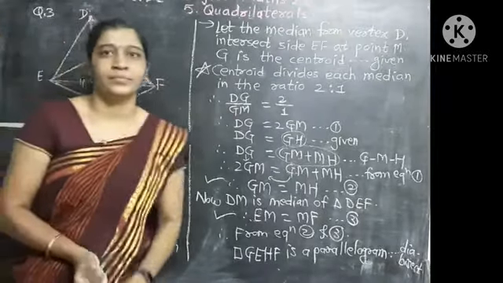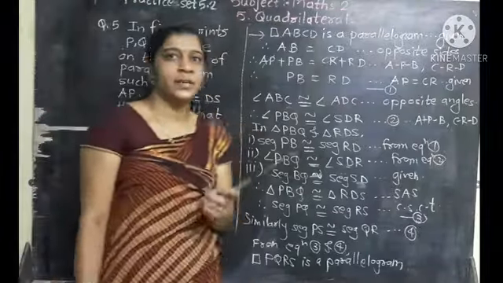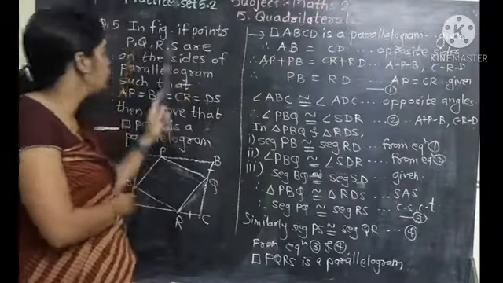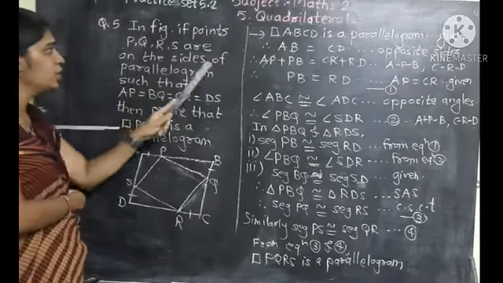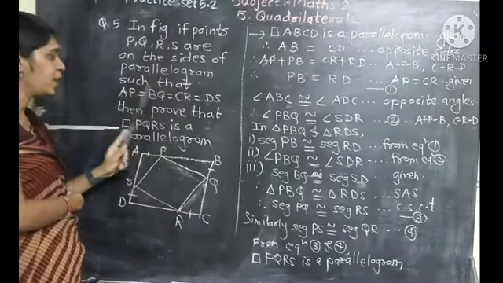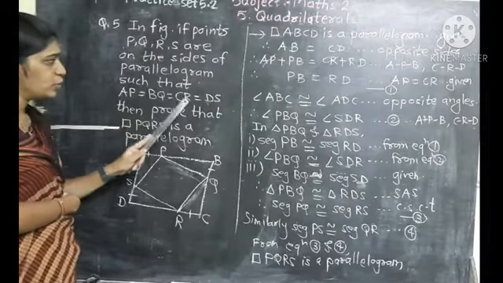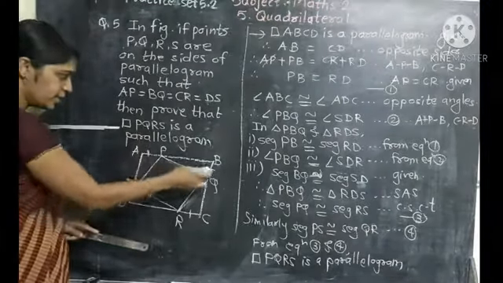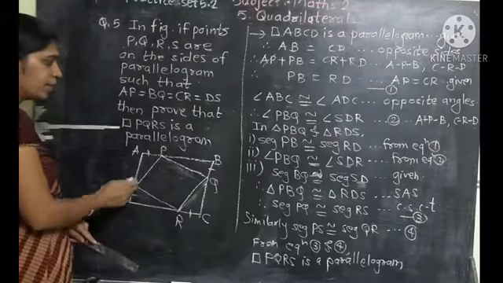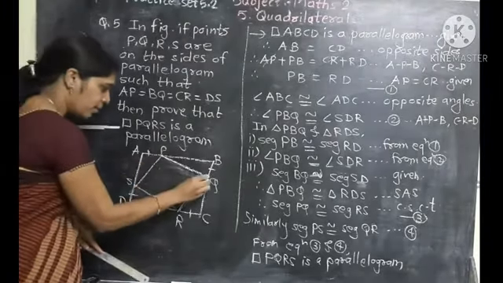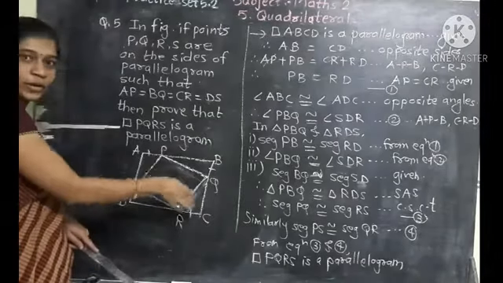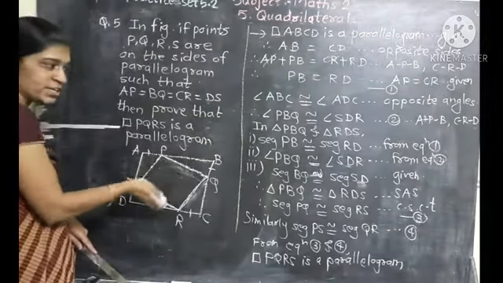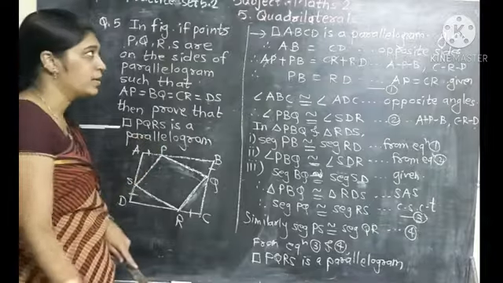Okay. We see the last example in practice set 5.2. In the figure, points P, Q, R, S are on the sides of the parallelogram such that AP is equal to CR and BQ is equal to DS. Then prove that quadrilateral PQRS is a parallelogram. We have to prove this is a parallelogram, means we have to prove opposite sides are congruent or parallel.